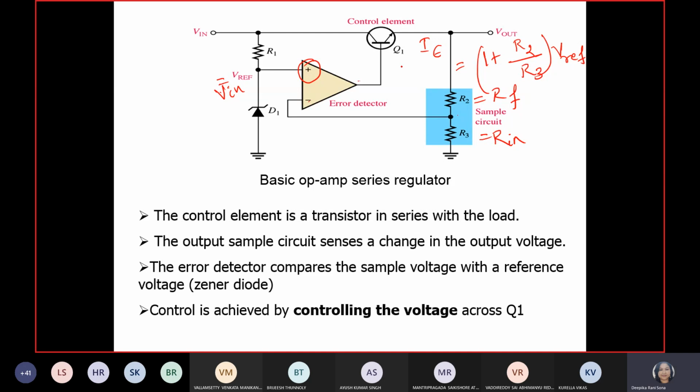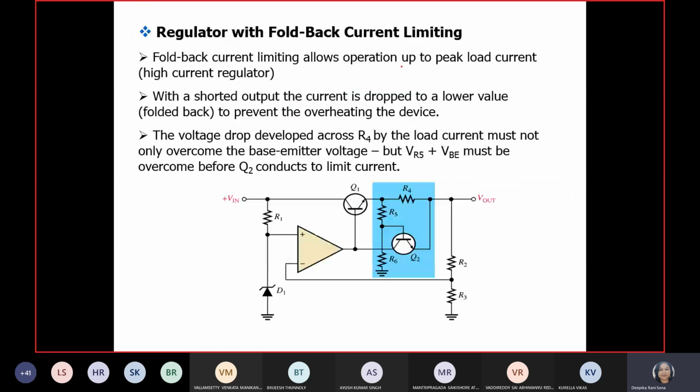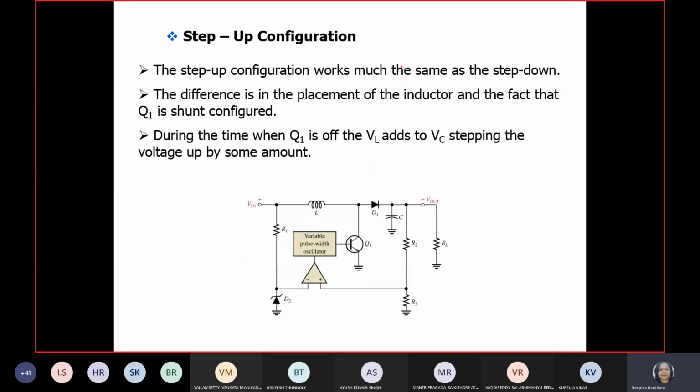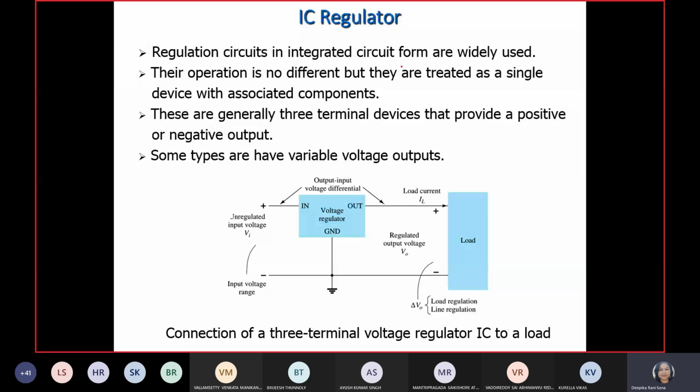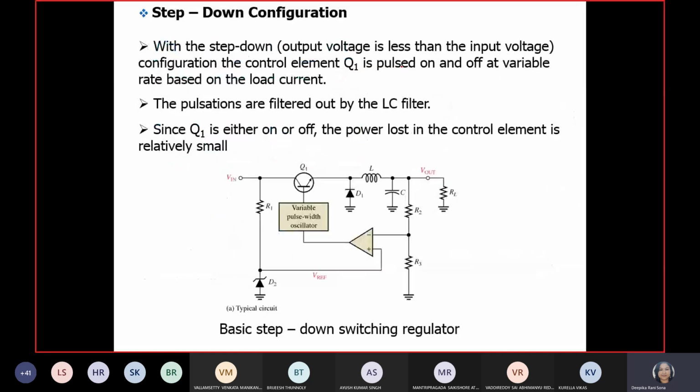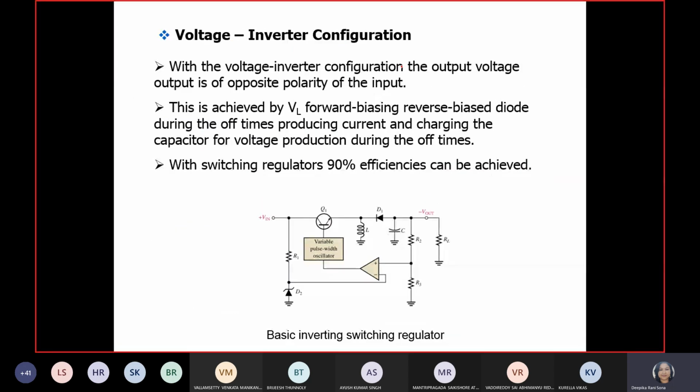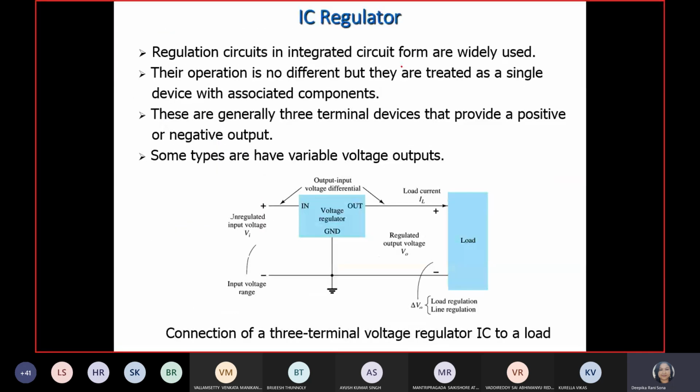Regarding the circuit? Yes? No, ma'am. Okay, fine. Then I'll come to the switching one, guys. The circuit, if I show it once, that is enough for you. Switching regulators are nothing but the IC regulator. Directly, guys, step up. If this is voltage inverting one, you just have a look by your own.